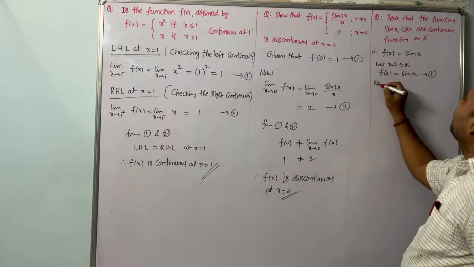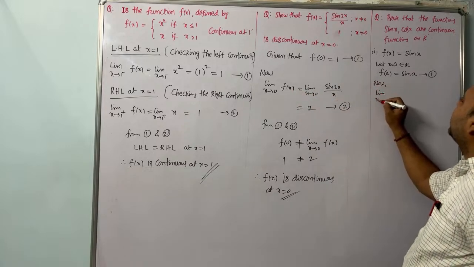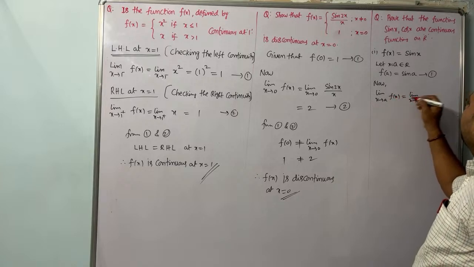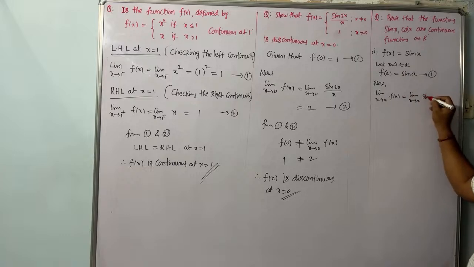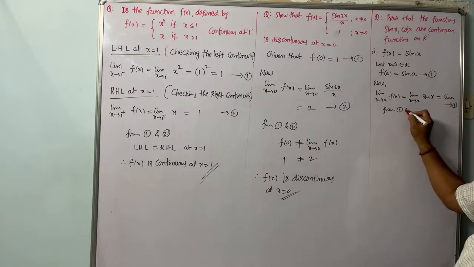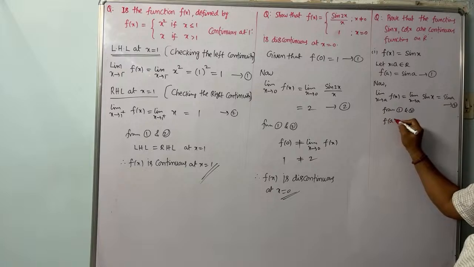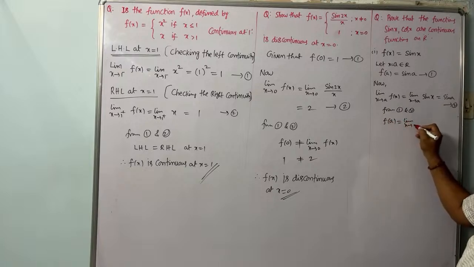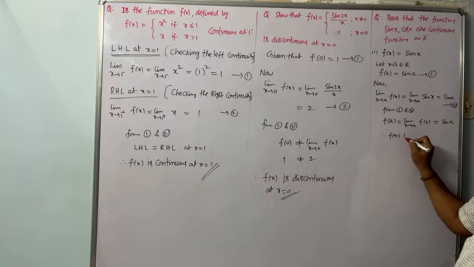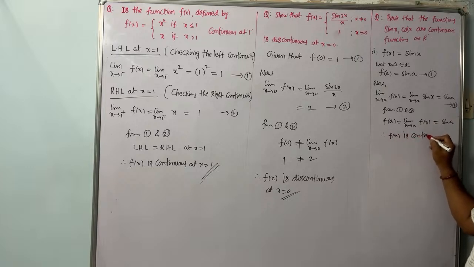Now, the limit as x tends to a of f of x. f of x is what we have taken, sin x. Substituting x is equal to a, we get sin a. Equation 2. From 1 and 2, f of a is equal to the limit as x tends to a of f of x, which is equal to sin a. Therefore, f of x is continuous on R.